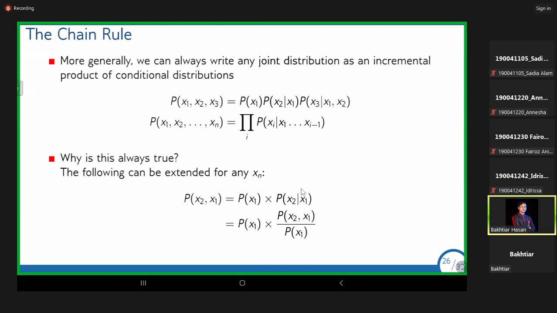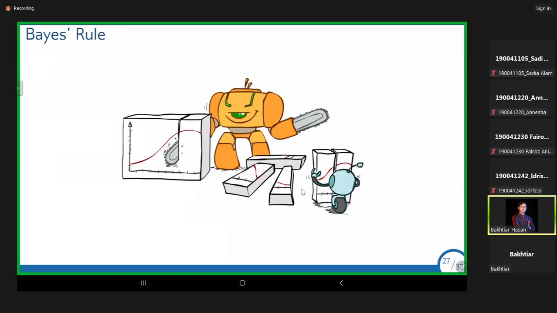So if we have the correct sequence, the first variable, the second variable given the first, the third variable given the first and second, and so on and so forth, we can determine the joint distribution. That is our chain rule. One more thing that we need to learn is the Bayes rule, and this is the famous rule of probabilistic inference, but it's just a consequence of what we already know.